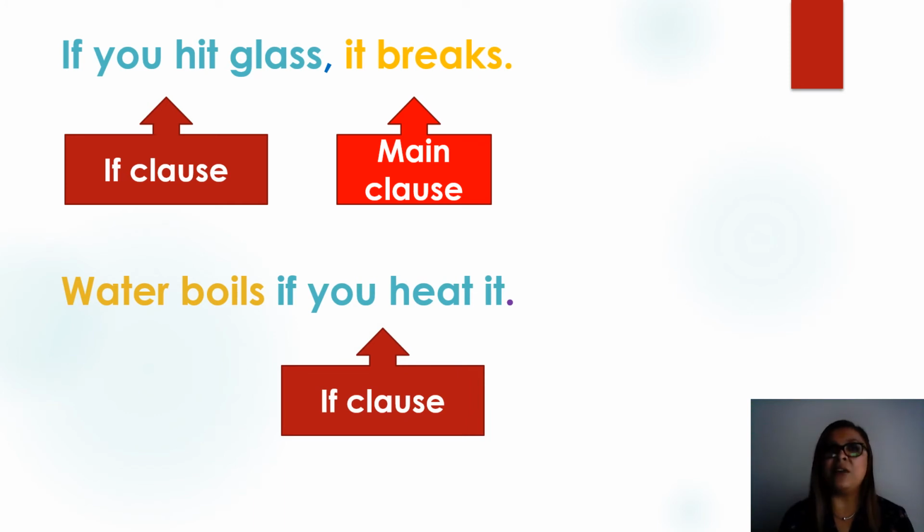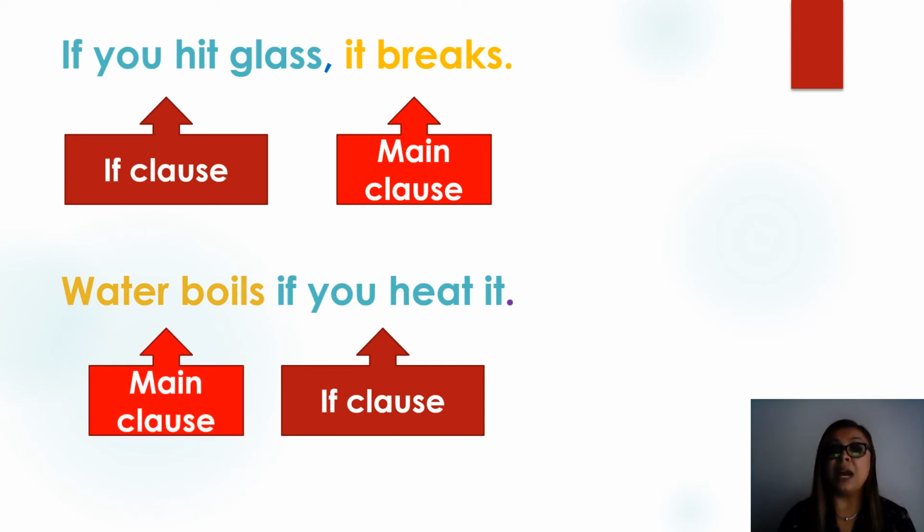In this, we have the opposite order. We have the main clause at the beginning. Water boils, that's my result. El agua hierve, es mi resultado. Water boils if you hit it. If clause, that's going to be your situation. Si usted la calienta, el agua hierve. Teacher, can I do it in another order? Profe, ¿lo puedo hacer en otro orden? Of course, por supuesto. You can say, if you heat water, it boils.